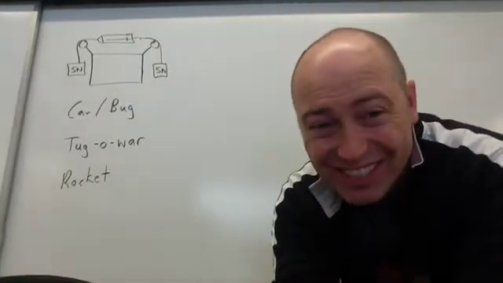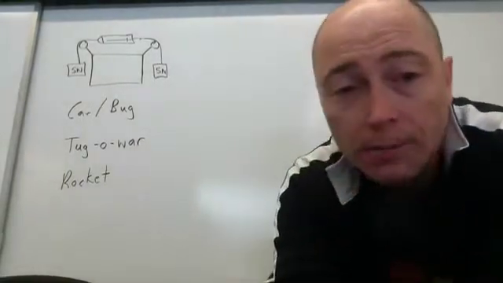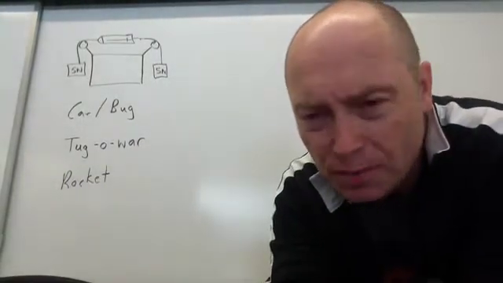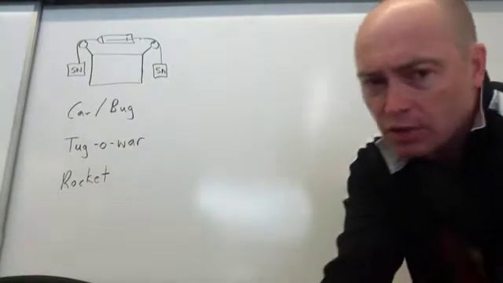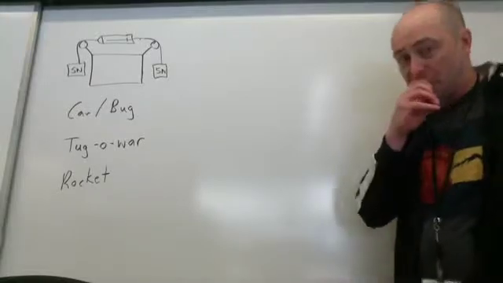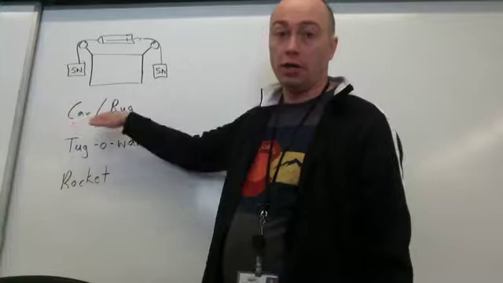So Newton's third law seems really simple. For every action, there's an equal and opposite reaction. But when you start applying it to real life stuff, it's a little weird and confusing. So let's talk about a couple of different examples. We'll talk about the car and bug example first.